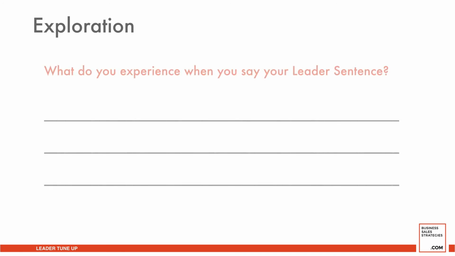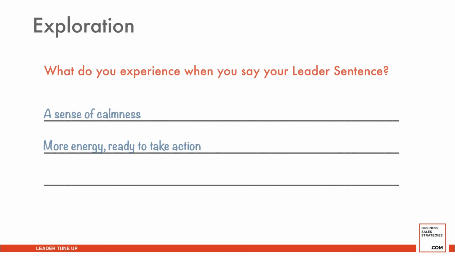Now let's explore what happened in this exercise. What do you experience when you say your leader sentence? Here are some examples people report from doing this exercise: a sense of calmness, more energy, ready to take action. And they can see how to get their goal done in a more effective way. You may experience a variety of things. Whatever you write down, be sure to read it out loud as well.